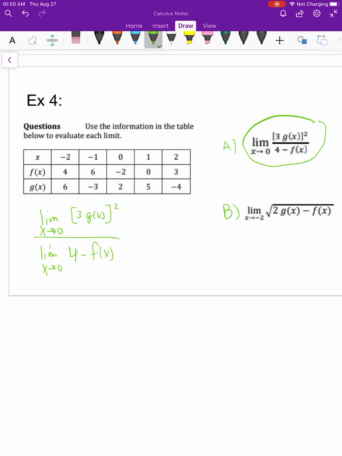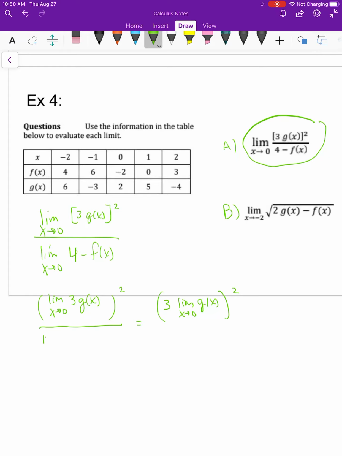And your next step, the whole thing can be taken to the second. That's one of those rules for limits. Okay, so I can do that. And then I don't like that 3 there. I'm going to bring that 3 out in front. I can't take it out of the squaring, but I can leave it inside that square like that. Okay?